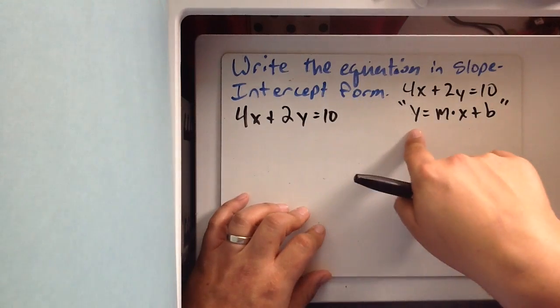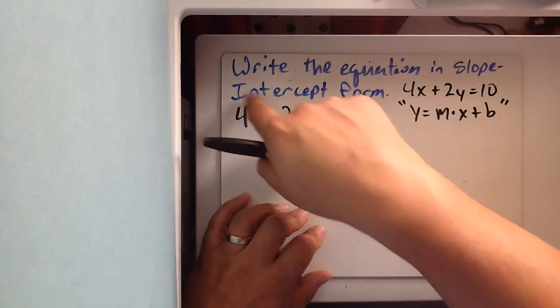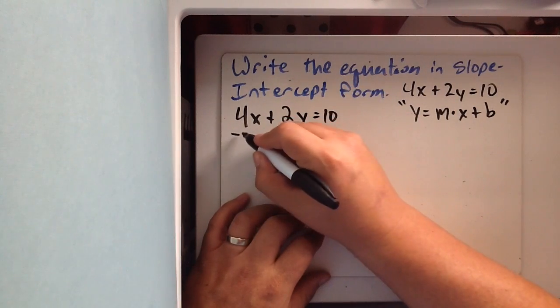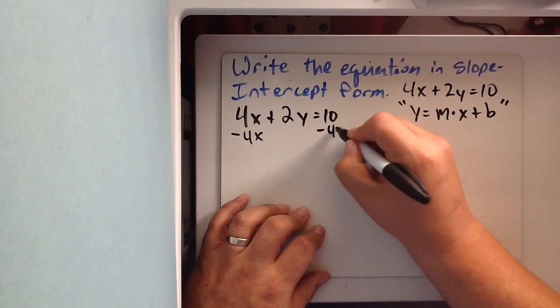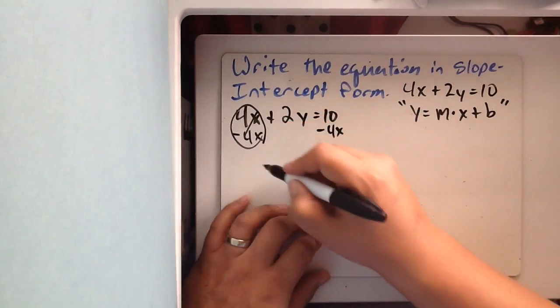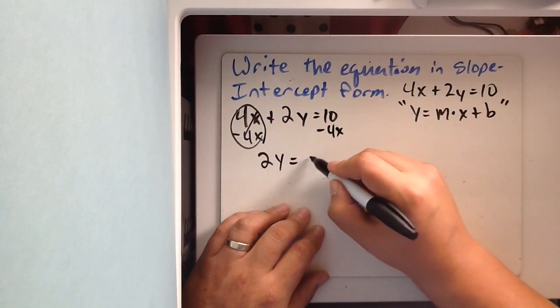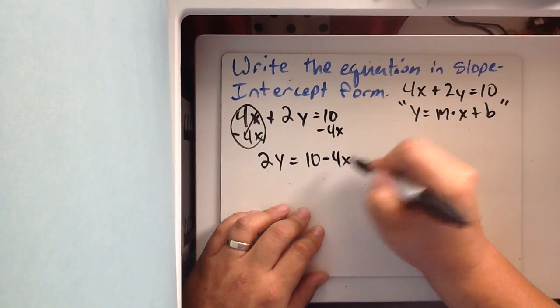Keeping in mind that I want to isolate y, I'm going to start by removing this term of x. So I'm going to subtract 4x from both sides. I'm left with the 0 pair, and now I'm left with positive 2y equals 10 minus 4x, okay?